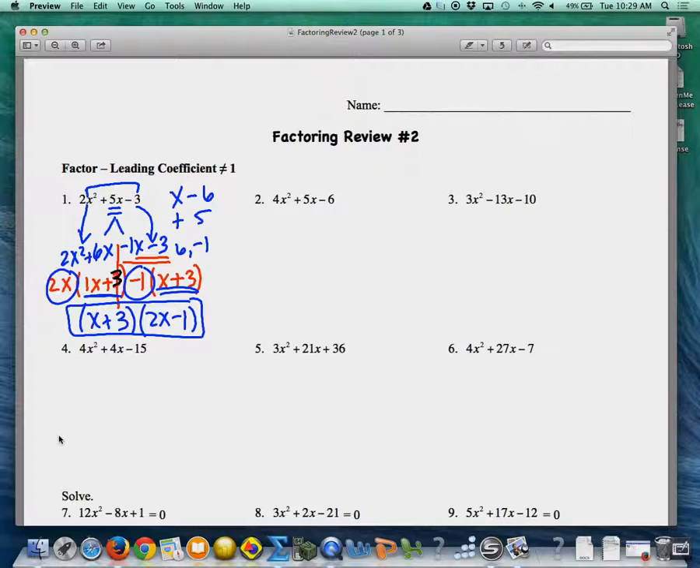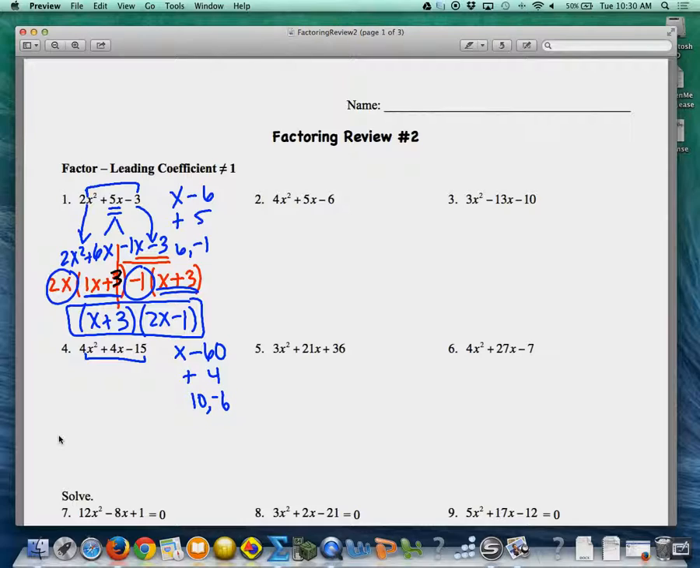Looking at problem 4. I notice I have 4x squared, not 1x squared. So the first thing that I'm going to do is multiply those. 4 times -15 is -60. So we're looking for two numbers that multiply to -60 and add to be what? 4, the number in the middle. Okay, what two numbers multiply to -60 and add to be 4? 6 and 10. So positive 10 and -6.